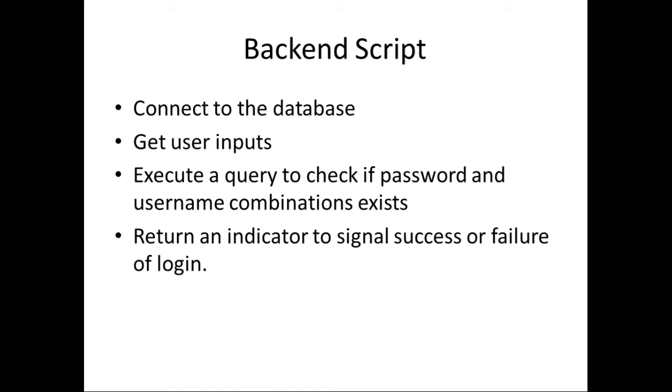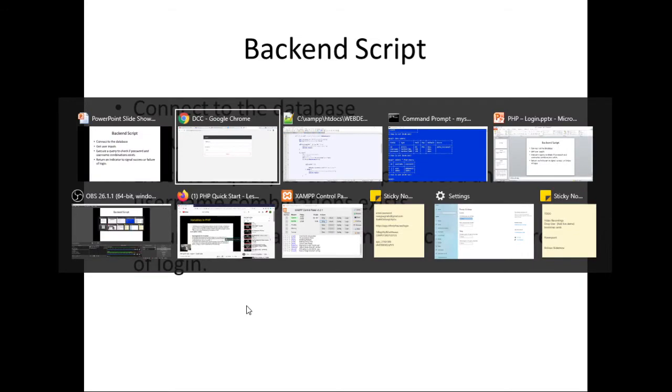So in our jQuery, it will execute a backend script. I think the file name I use there is checklogin.php. So that is our backend script. The backend script will contain the following. Number one is to connect to the database and then get the user inputs, execute a query to check if the password and username combination exist, and return an indicator to signal success or failure of the login. So let us now check the code.